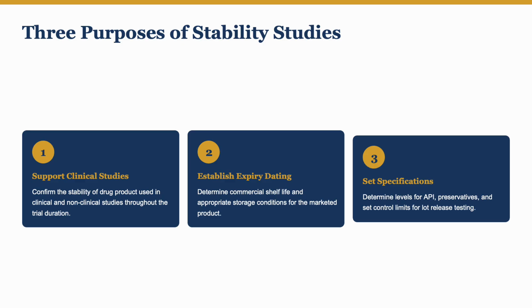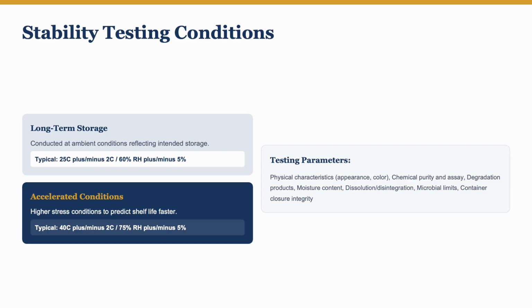Second, stability studies establish commercial expiry dating. This determines how long the product can be stored and still meet specifications, essentially the shelf life you put on the label. Third, stability studies help determine levels for certain specifications such as API content and preservative levels, and set the control limits for lot release testing. These three purposes directly impact patient safety by ensuring that the drug maintains its quality, efficacy, and safety throughout its intended use period. Stability testing is conducted under specific, controlled conditions.